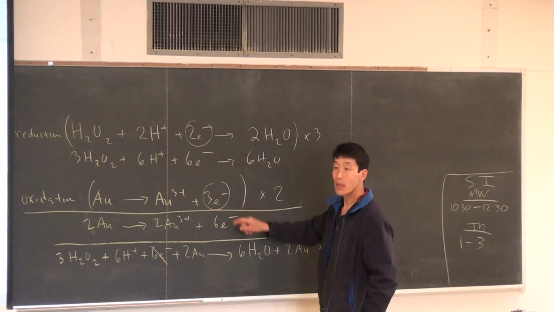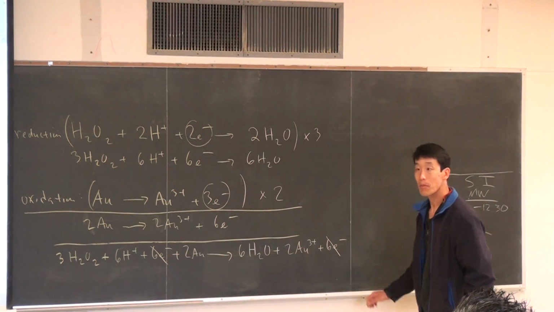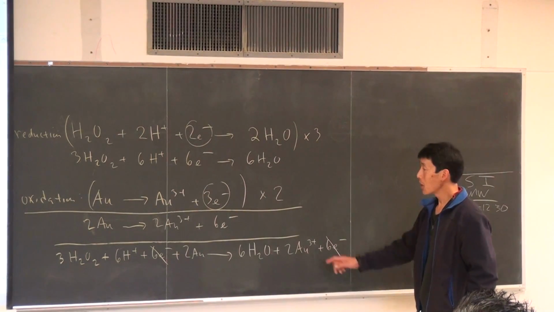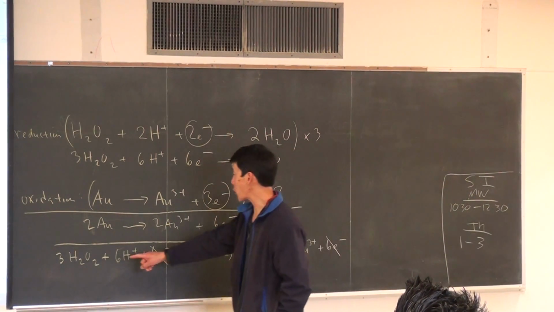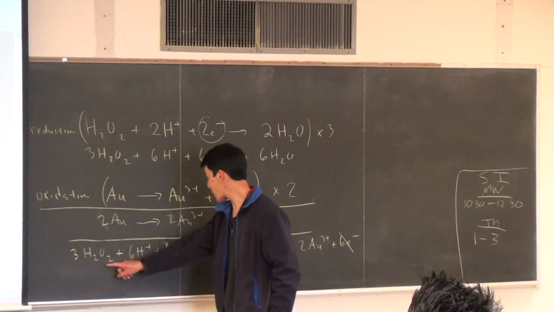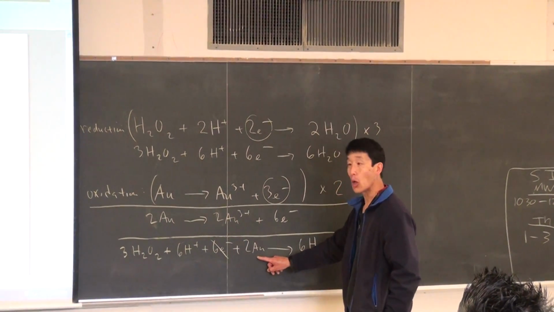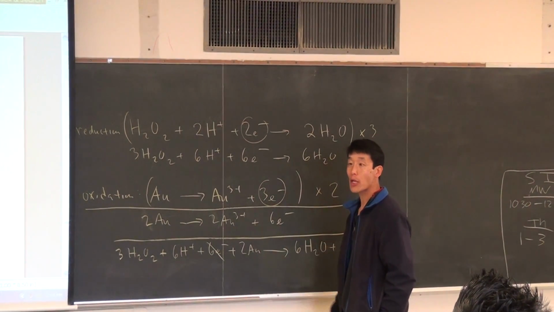So as far as when the reaction happens, it's just already in the air or something? Yeah. So when this reaction occurs, that means that you need 3 moles of H2O2 reacting with 2 moles of gold for the oxidation reduction reaction to occur.